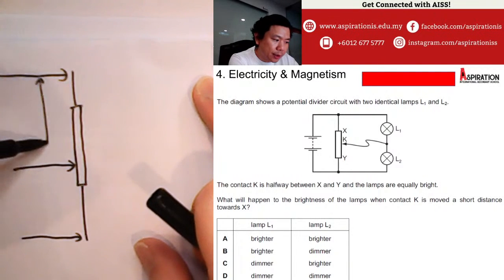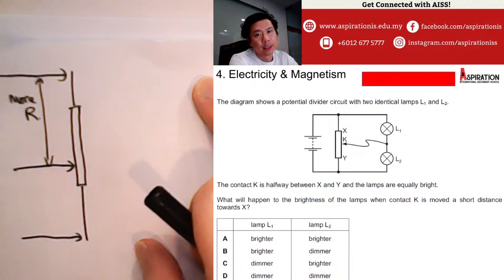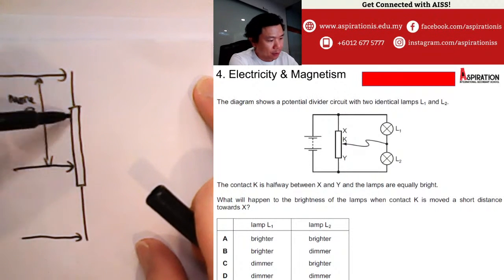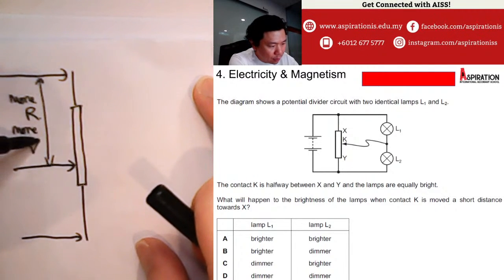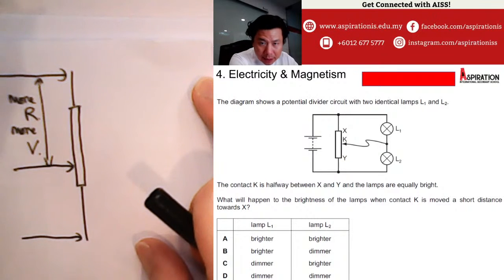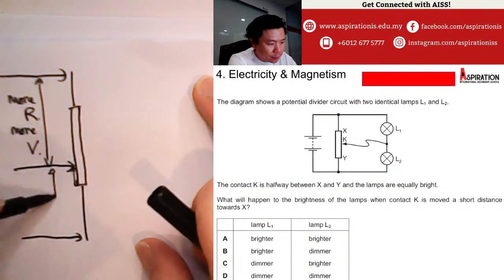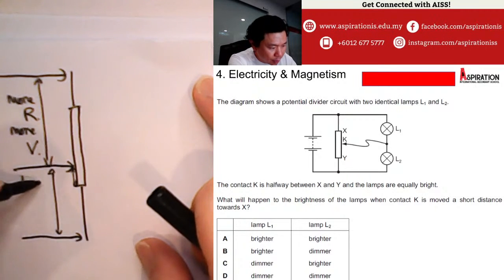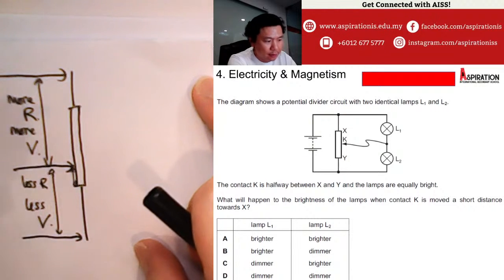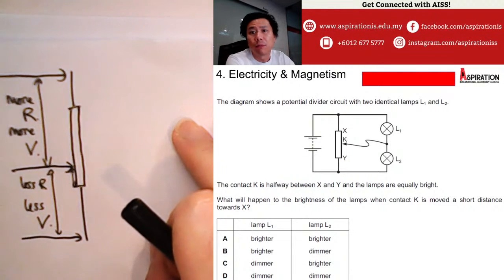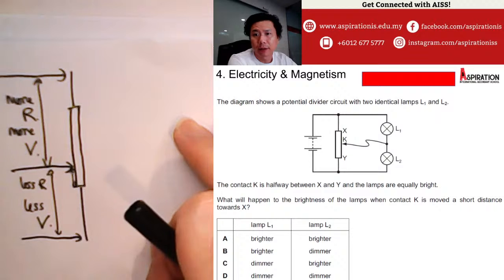I want you to understand that here you have more resistance. If you have more resistance because the length is greater, then you will have more potential difference. I hope this is clear. And this one is shorter, so then you get less resistance here, and therefore you will get less voltage here. I hope this is clear.